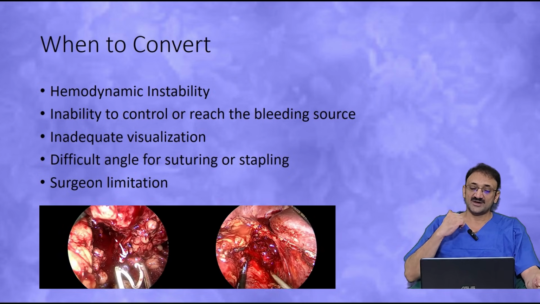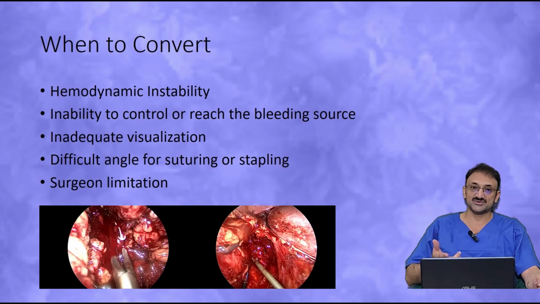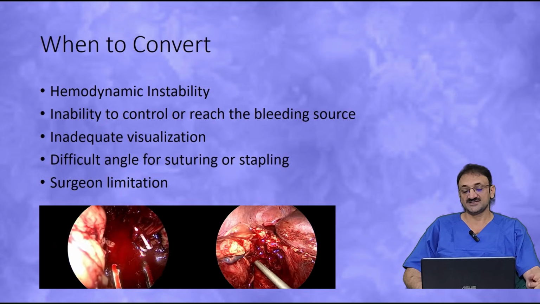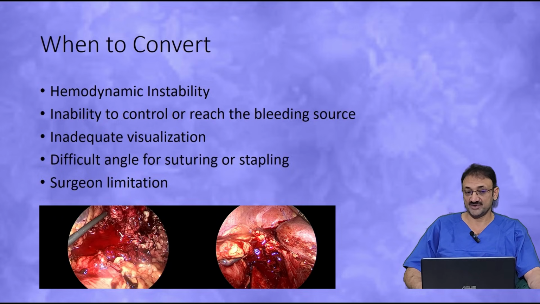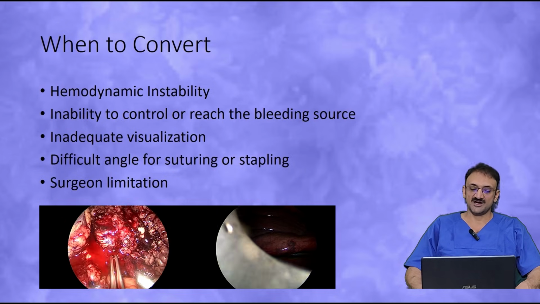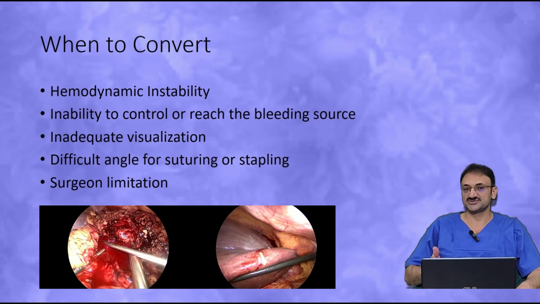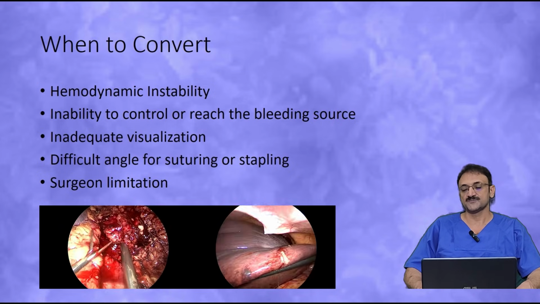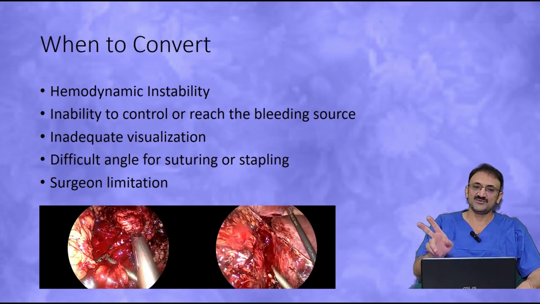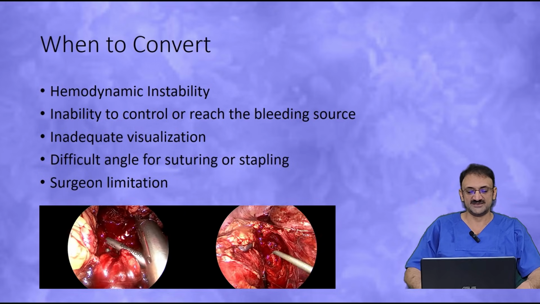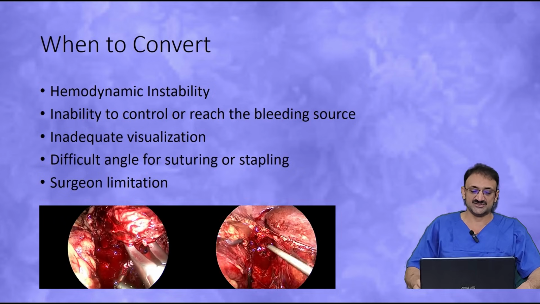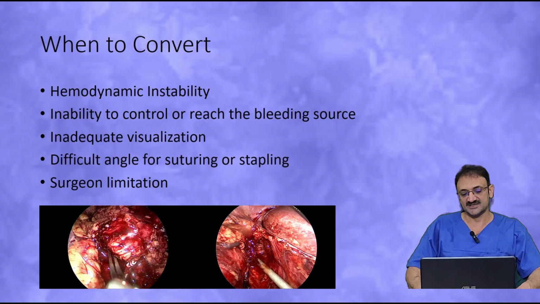If you are unable to control or reach the bleeding source, then of course just compress it and you open it. And if there is inadequate visualization, so where is this bleeding coming from? Is it coming from a viscera, from a kidney, from a vein, or an artery? Or if there is a difficult angle for suturing or stapling, which can be overcome by placing another port in line, which will help you place the staple device or the suture, or for that matter a clip. And if you are inexperienced in suturing and controlling the disasters, then you must convert.